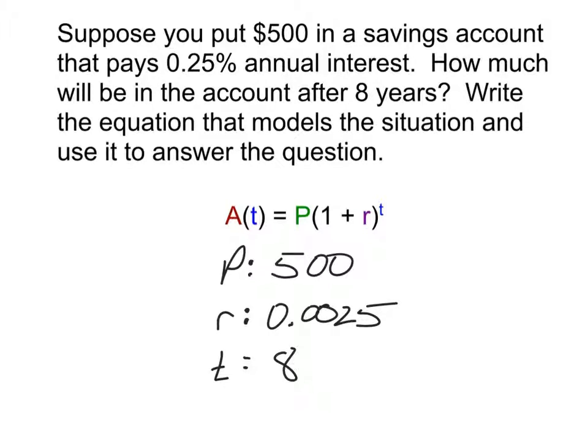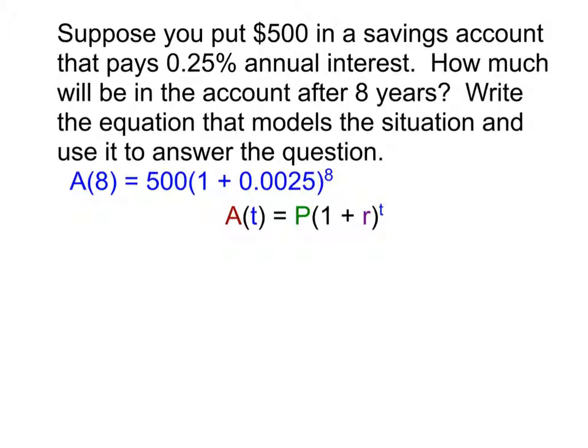From there, it's just a matter of plugging all that stuff in. And so our equation looks like this when we just plug into the formula. 500 times 1.0025, all to the power of 8. And so once you have the equation written, it's an order of operations problem. Now you notice there's a few different things going on here. We got multiplication going on between the 500 and the parentheses. We have addition taking place within the parentheses, and we have an exponent.